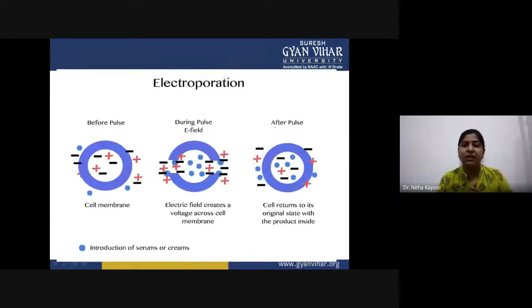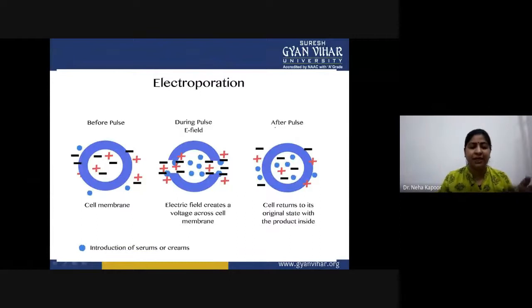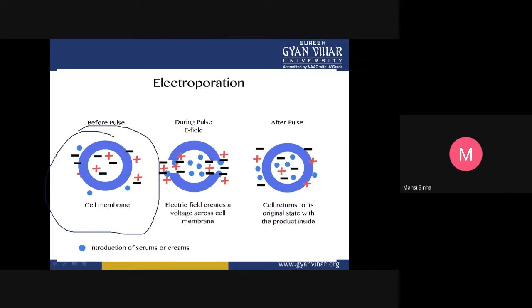So this is the basic electroporation technique: before the pulse, the cell membrane has a potential, negative inside and positive outside, in terms of charge.